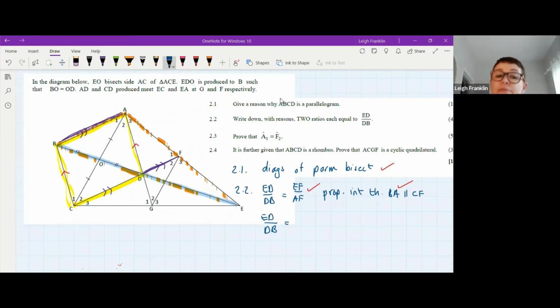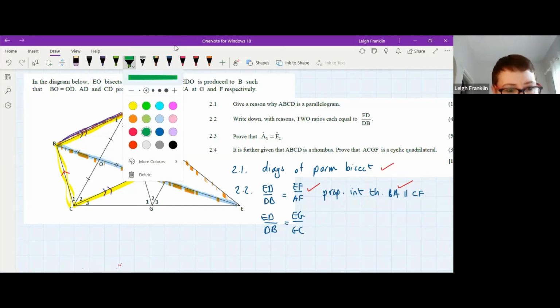CG and GE, very good, well done. Okay, so ED over DB is going to be the same as EG over GC. Can the rest of you see what Buhle is talking about here? I can highlight the triangle for you. I know there's a lot going on here.